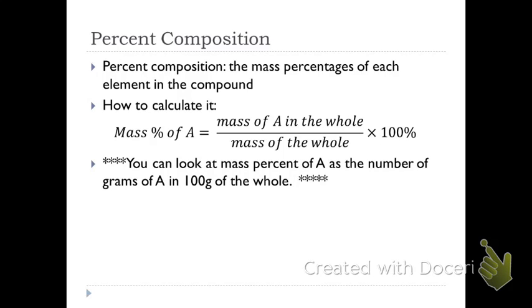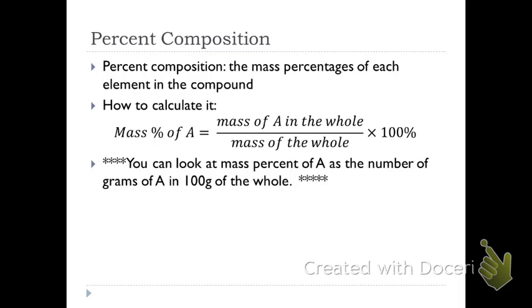Percent composition is the mass percentages of every element in the compound. Basically, when you want to calculate a percent composition and you want to know what's the percent of carbon in a compound, then you total up the mass of carbon in the compound and then you put it over the mass of the total compound and times by 100%.